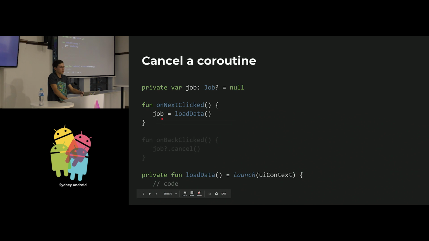Sorry, not a result, but a job. And we can use this job to cancel the work. So let's say we have an on back click function, and whenever the user clicks back, we just call job.cancel, which would obviously just cancel this job. Whenever you have some child coroutines inside your parent coroutine, when you cancel the parent, every child will be canceled as well.